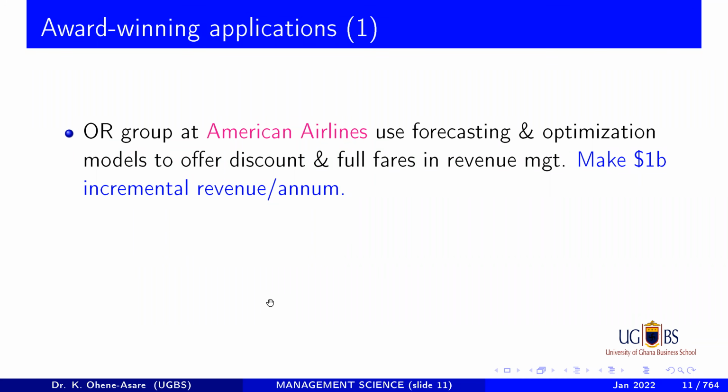For example, the American airline, as we know them today, some years back, they were able to use forecasting and optimization, both of which we are going to study. They developed these models and used them to offer discounts and full fares in revenue management. In the process of doing that, in 1 year, they made $1 billion in incremental revenue. $1 billion just by adopting the method you are about to learn in this course. So who says it's not applied? And who says it is not useful? There's a lot of money in there.